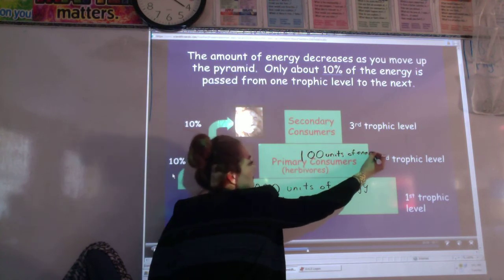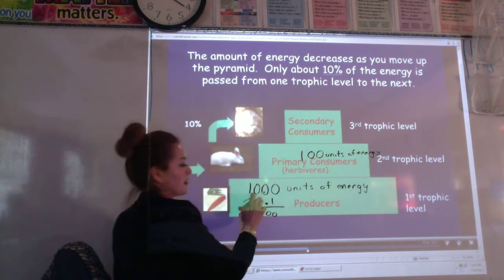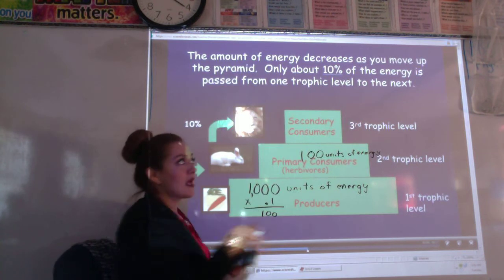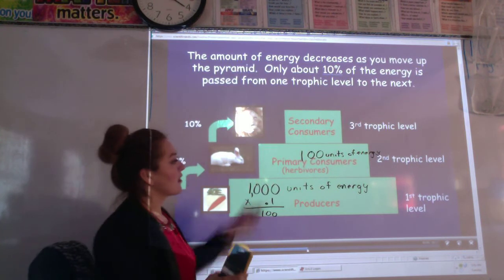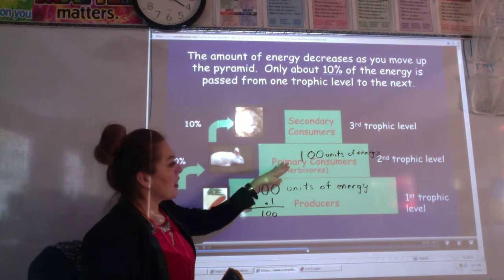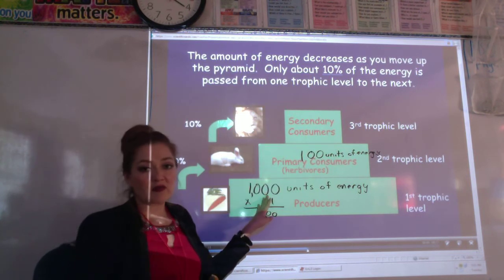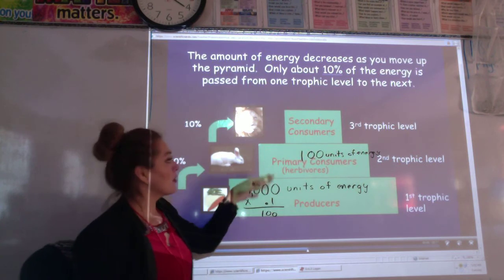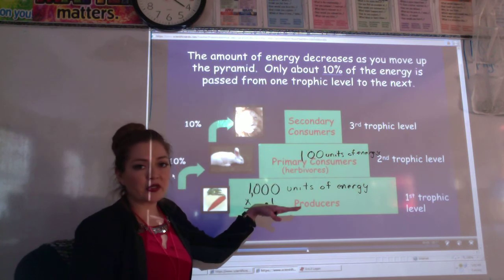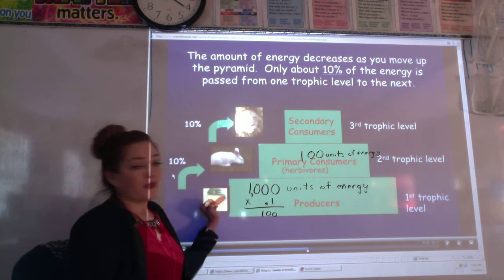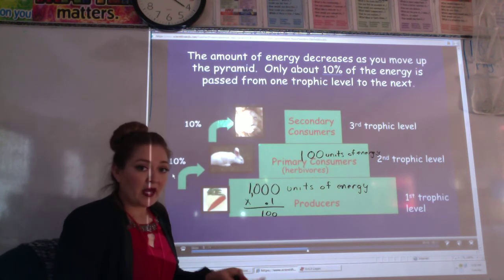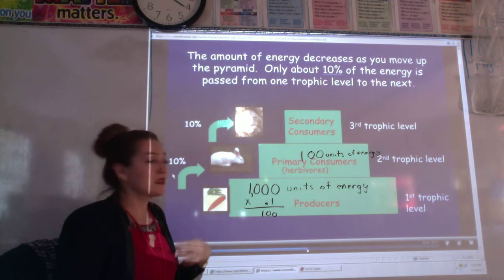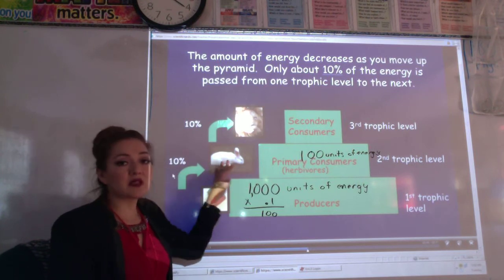And this is not always the same. This is because I started with this number 1,000 and I just picked it out of the blue because it's an easy number to work with. Okay, so now the primary consumers, they got only 100 out of the 1,000 initial units of energy. So then what happened to the other 900 units of energy? Well, the grass or the producer used it to make more grass, to make seeds, and some of it also gets used up by the rabbit.